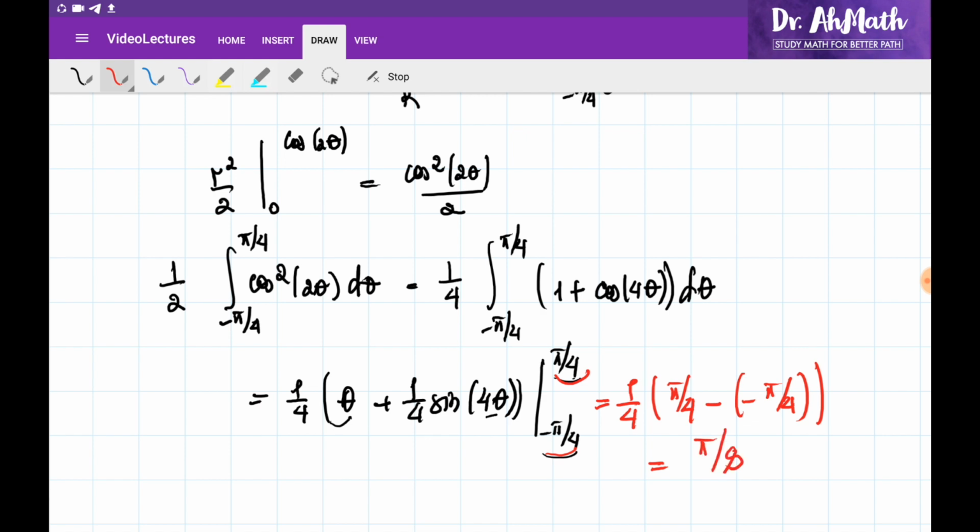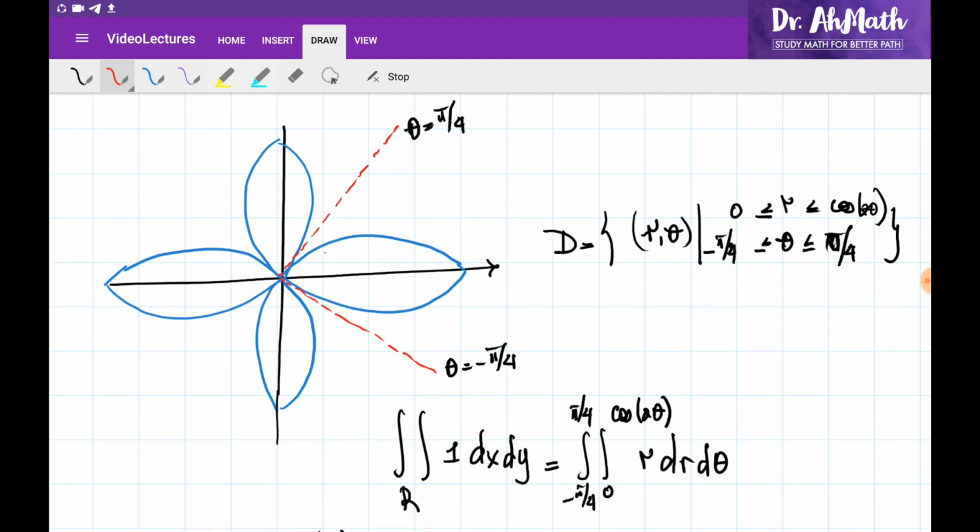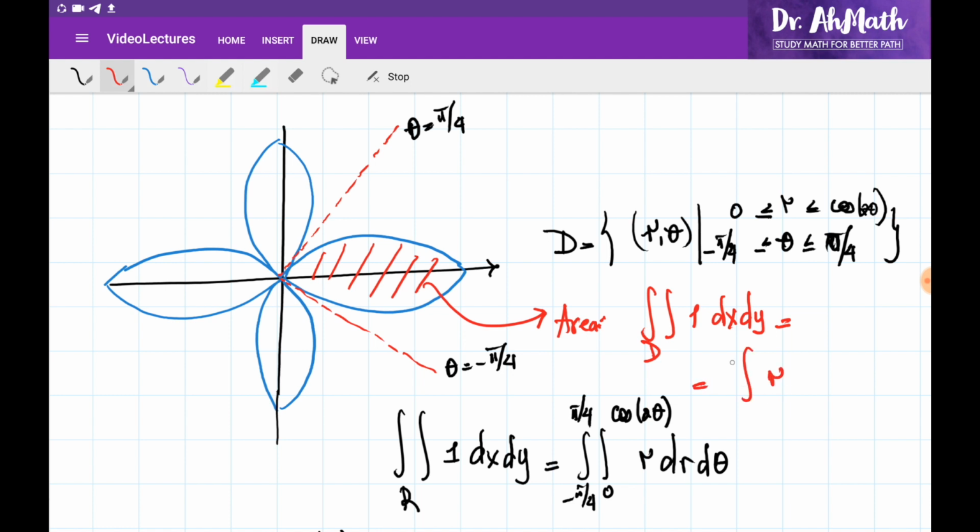This is the area of this region, and we use the double integral in order to find this area. So we could find this area by using the double integration of 1 with respect to x and with respect to y over this region D, or it would be the same as the integration of 1 multiplied by r dr d theta, where this region is defined in polar coordinates.